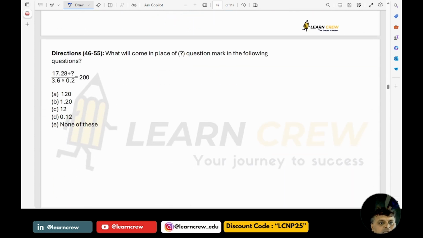Next. Now questions based on simplification. You have 1728. 1728 means 12 cube, right? So 12 cube, 36 into 2 is 72, right? I am just ignoring the decimals because here you have two decimals, here also you will get two decimals, those two will get cancelled. So I am taking 1728, 12 into 12 divided by x into 36 into 2, 72 is equal to 200.